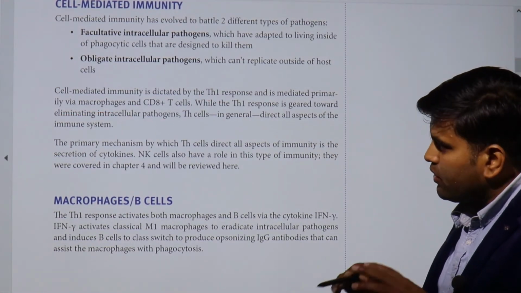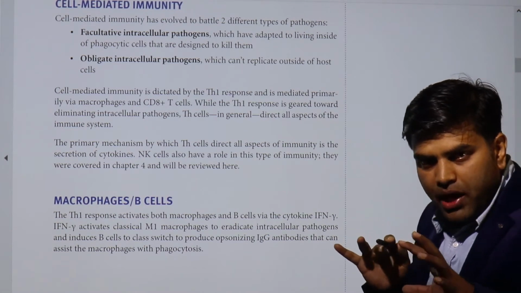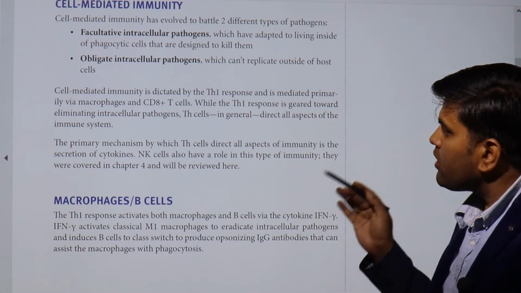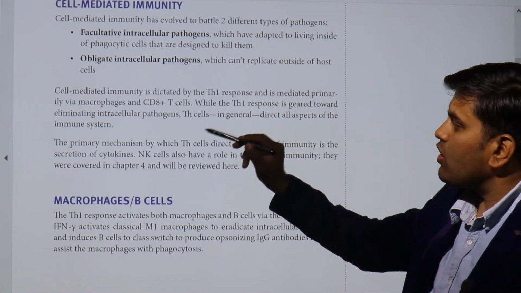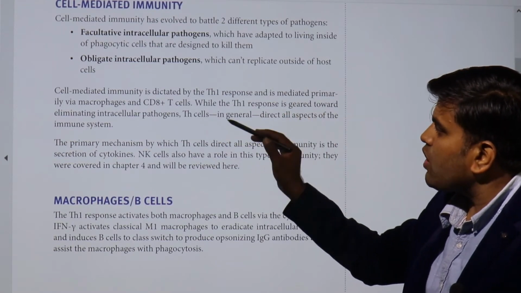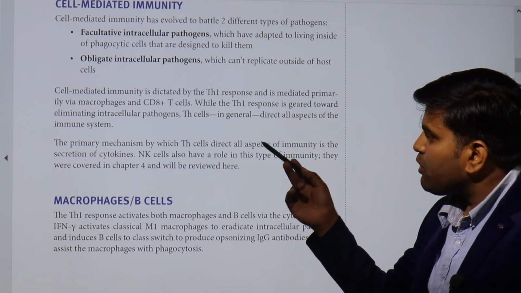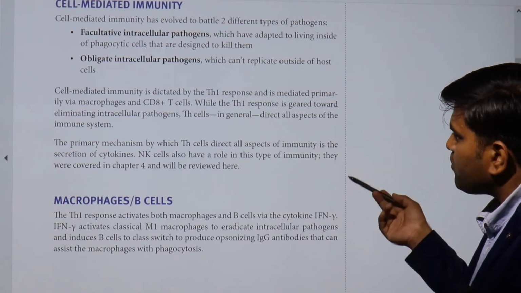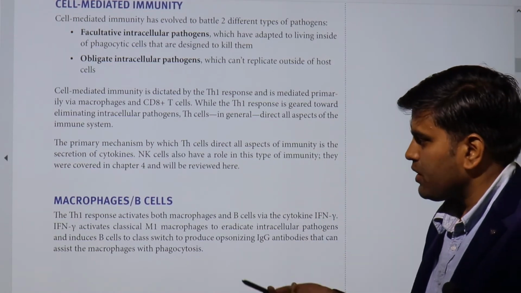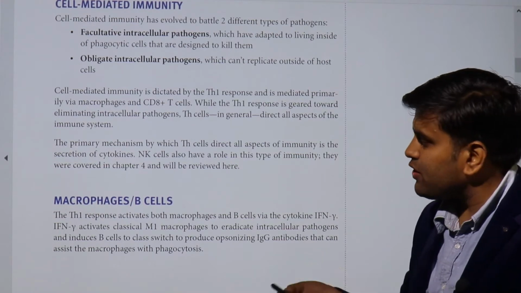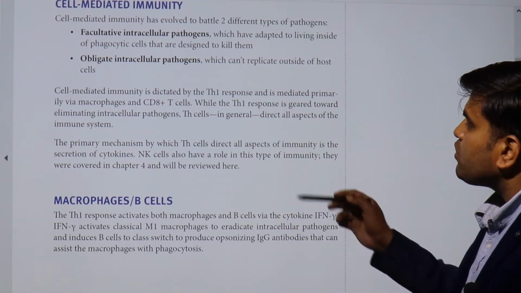The naive cell that will orchestrate and manage both the Th1 and Th2 arms is the Th0. When you talk about Th1, that is intracellular pathogen elimination. The primary mechanism by which T cells direct all aspects of immunity is the secretion of cytokines, these chemicals that we know as cytokines. NK cells also have a role in this type of immunity.